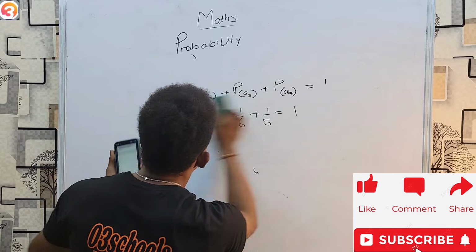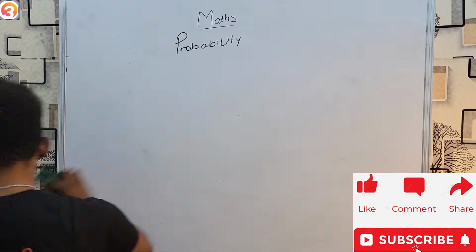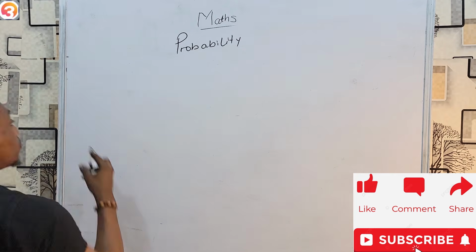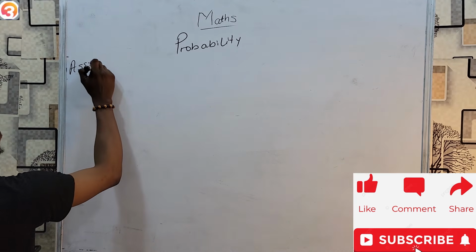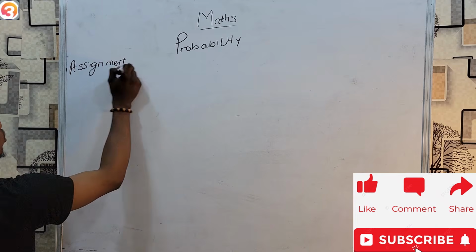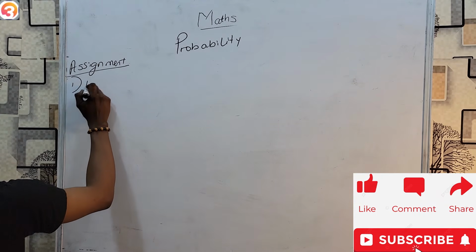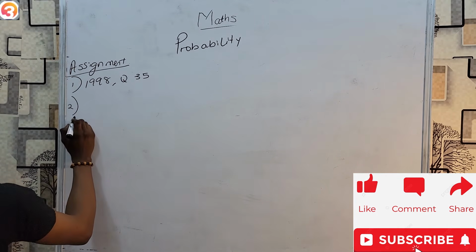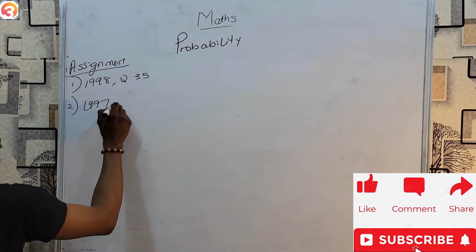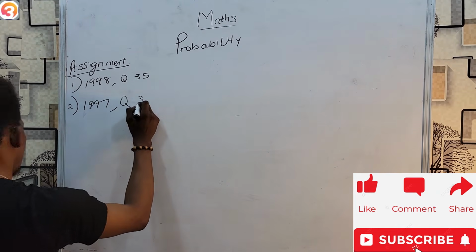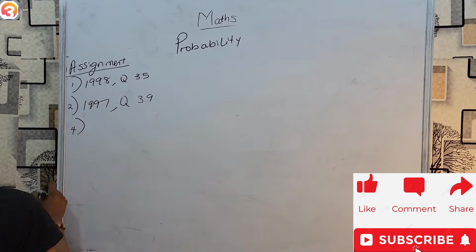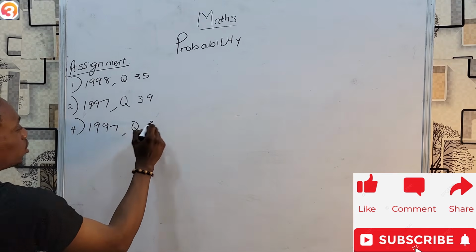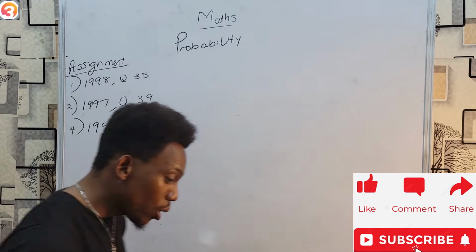And with that, we've come to an end of this topic, which means that, as usual, it is time for you to get some questions which you can solve as you prepare. So I'm going to give you just 3 simple questions. The first one is from the year 1998, and it is question 35. The next one is from the year 1997, and it is question 39. While the next one is from the year 1997 and question 38. So try your hand on these 3.